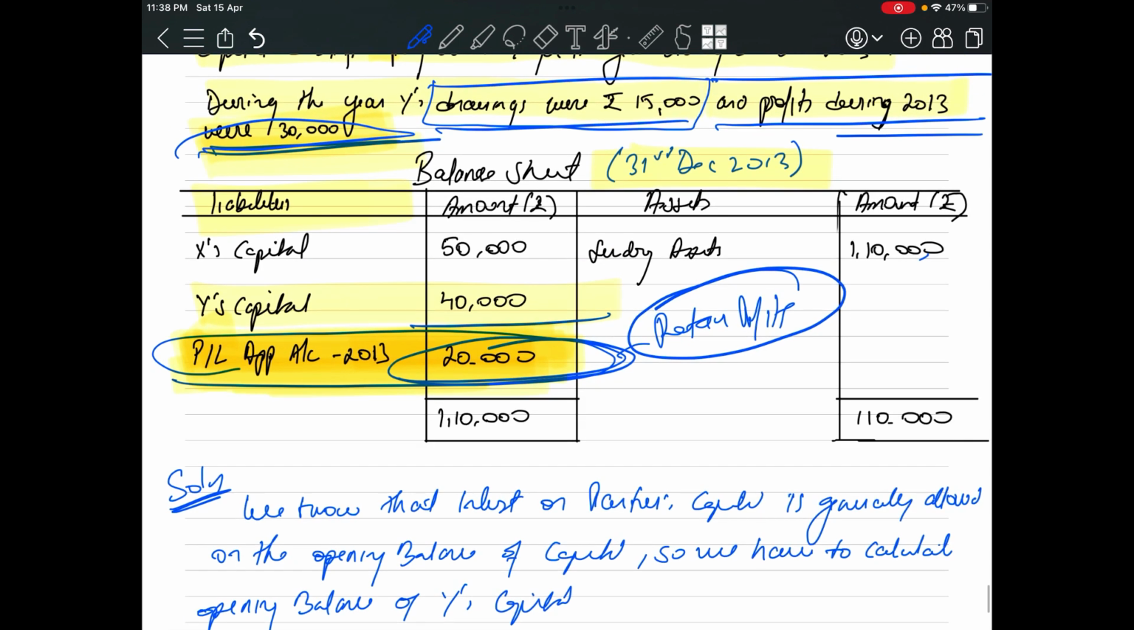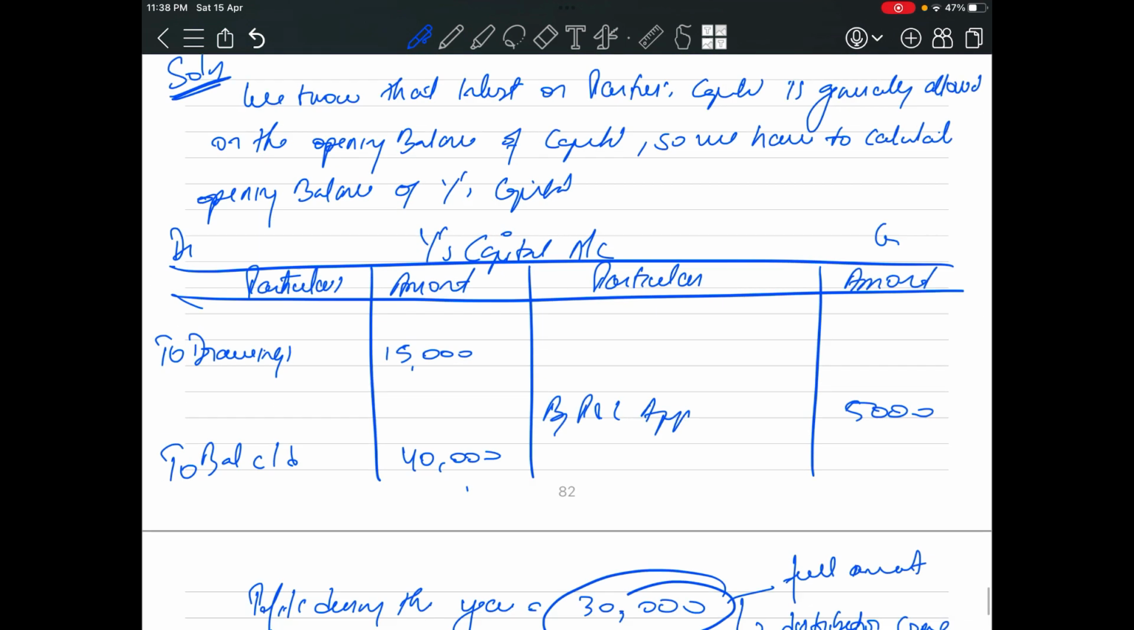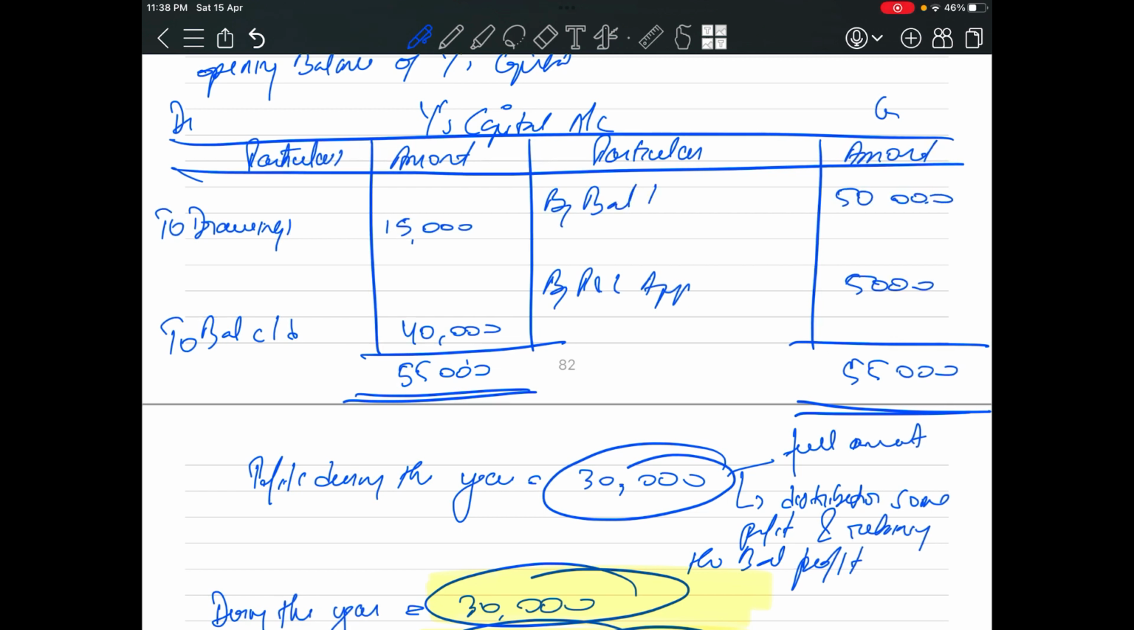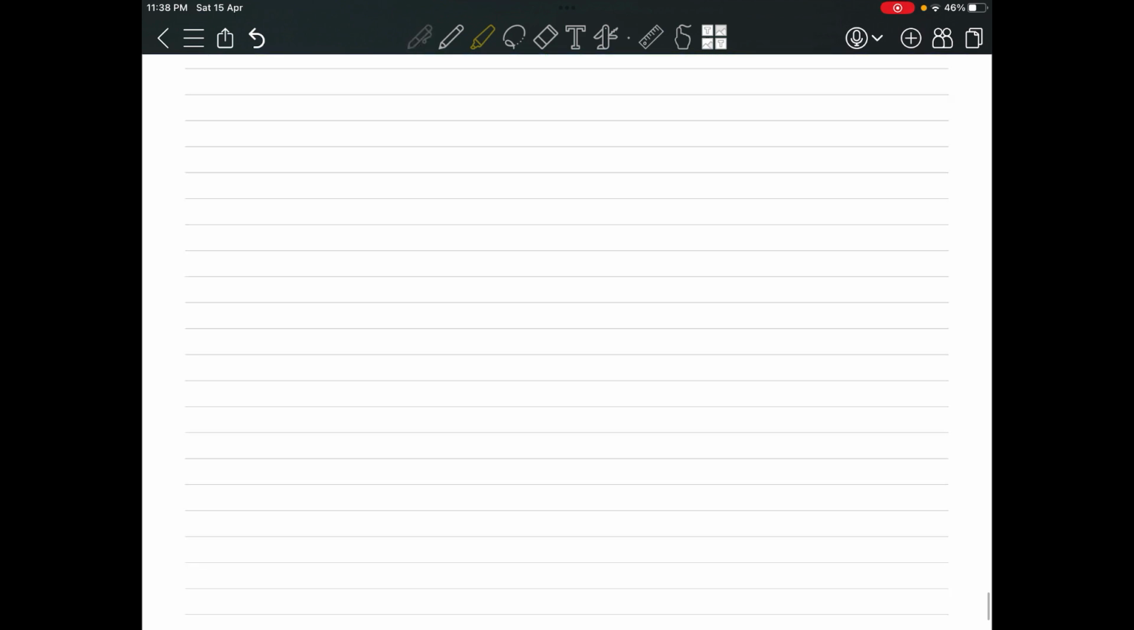Anything else mentioned in the question? No, we don't have to do anything with this, and we have made the treatment for capital and profits. Now what is the total of the debit side? The total of the debit side is 55,000. So the credit side will also be 55,000, but there is a difference of 50,000. So what will be the difference of 50,000? It will be the opening balance, by balance b/d. So the first requirement was to calculate the opening balance, and we have calculated it.